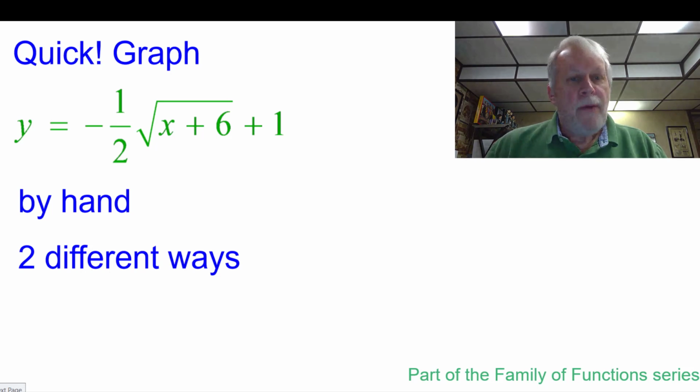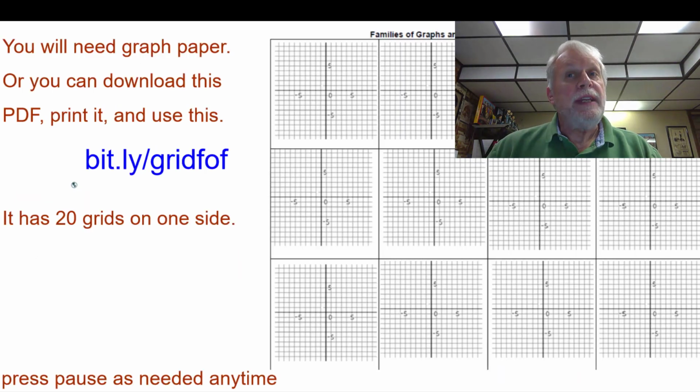Quick. Graph y equals negative 1/2 times the square root of the quantity x plus 6, plus 1, by hand 2 different ways. This is part of the family of functions series. You'll need graph paper, or you can download this PDF and print it. Press pause as needed anytime during this video.